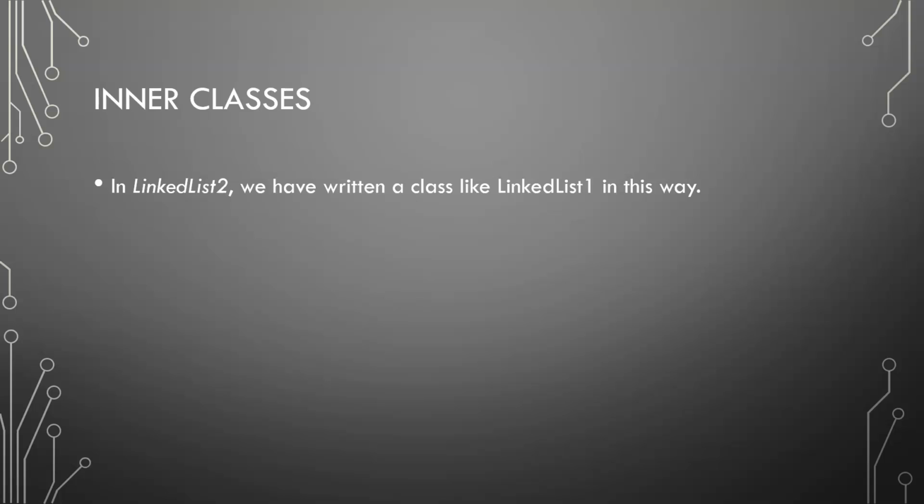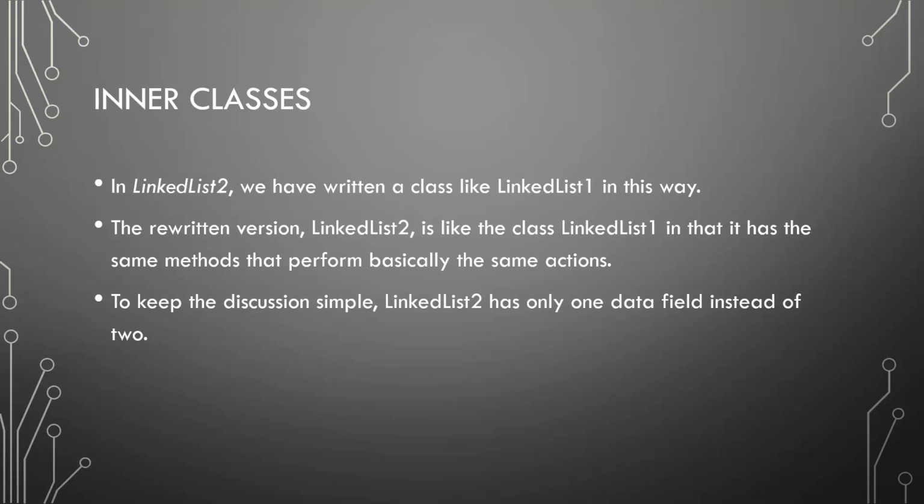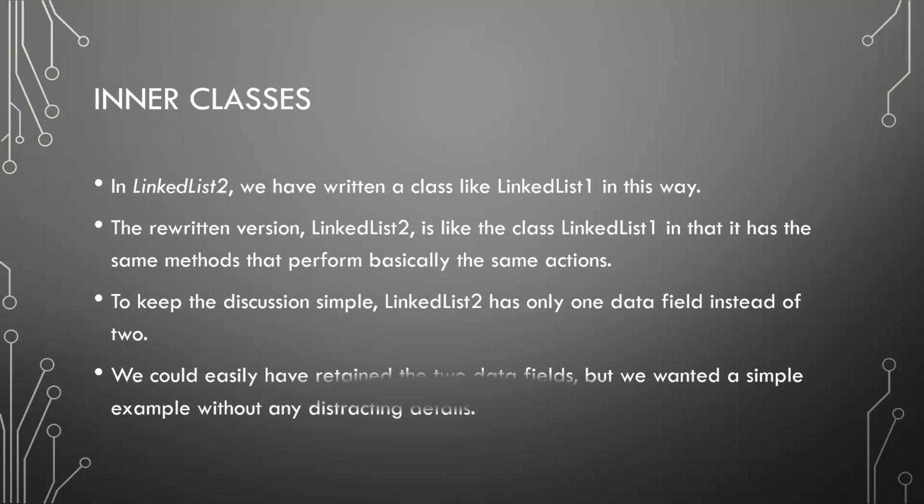Now, we've created another class called LinkedList2, which is written very similar to how we had LinkedList1. The rewritten version is like LinkedList1 in that it has the same methods that perform basically the exact same action. So it's pretty much identical to LinkedList1, except for one minor detail, that being that it has the node inner class. In order to keep our discussion simple, LinkedList2 only has one data field instead of two. We could have easily retained the two data fields that we used, but we wanted a simple example without any distracting details.